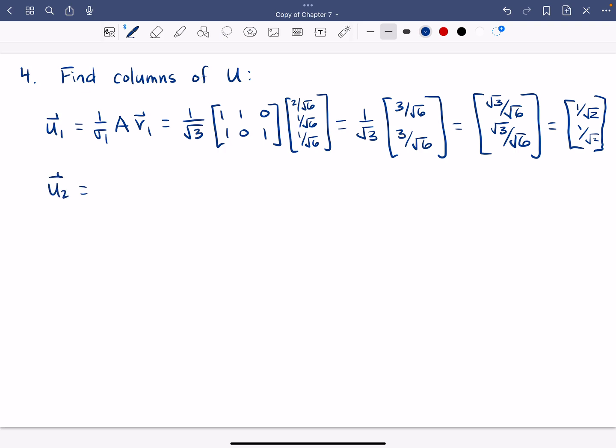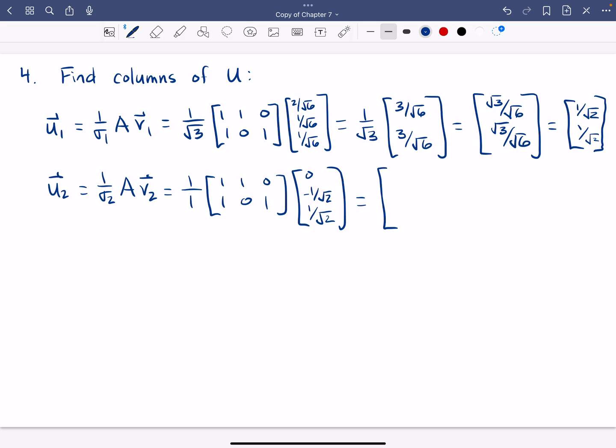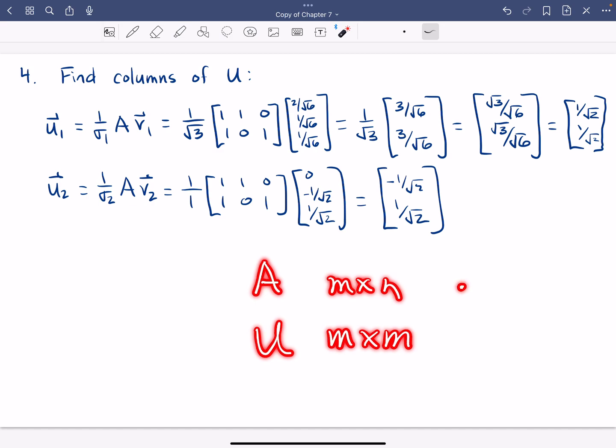Our second U vector is determined similarly. So this gives us negative 1 over rad 2 and 1 over rad 2. And with those two vectors, again, remember the shape: if A is an m by n matrix, then U should be m by m. In this case, A was 2 by 3, so U is going to be a 2 by 2 matrix.